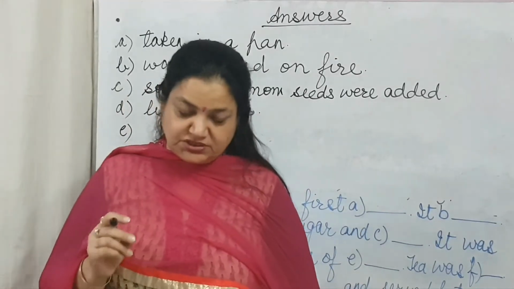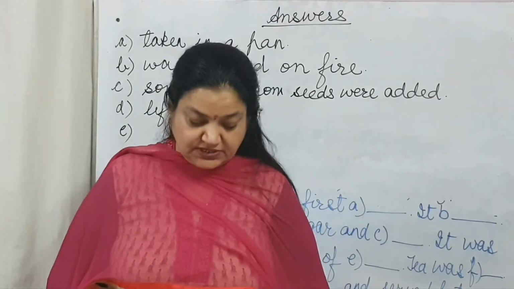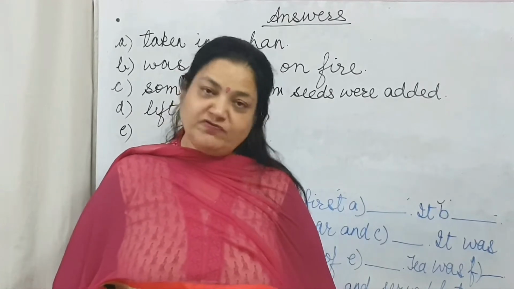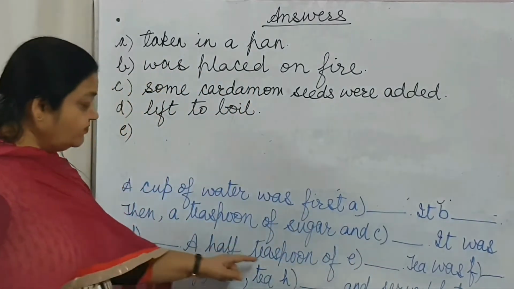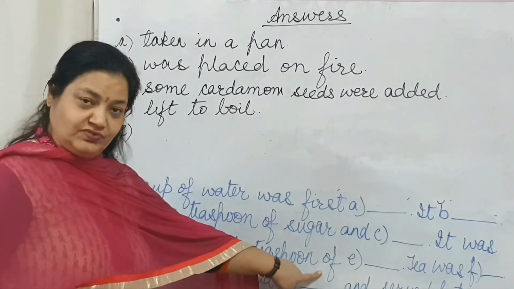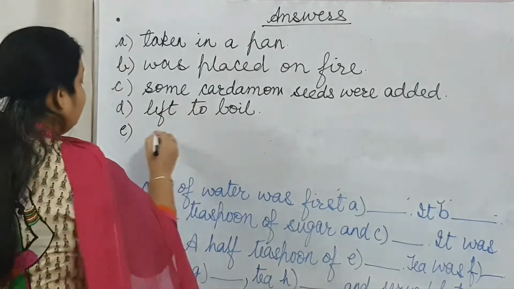The fifth instruction says add a half teaspoon of tea leaves and a half cup of milk. And what the blank says? A half teaspoon of. Only teaspoon of. Teaspoon of tea leaves.